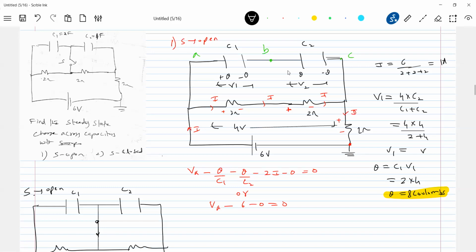Able to make it out? The drop across this 2 ohm will be shared by these two. Okay. 16 by 6 will be 8 by 3. So this will be 8 by 3. 16 by 3 coulombs. It should be this much. Now check it, it will match. So some correction is needed here. It should be 4.